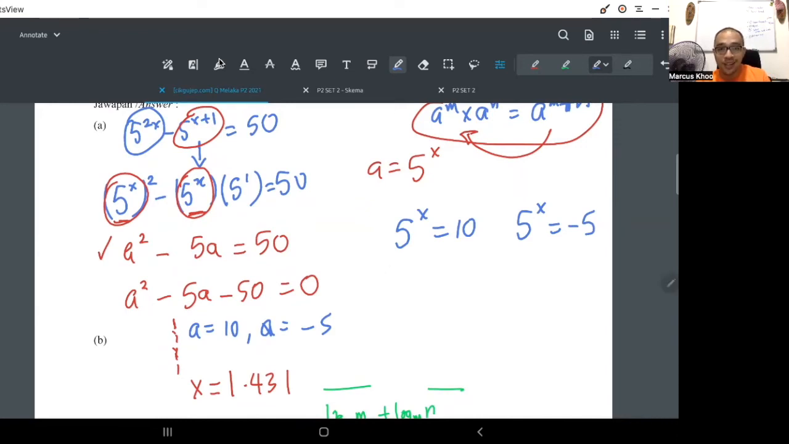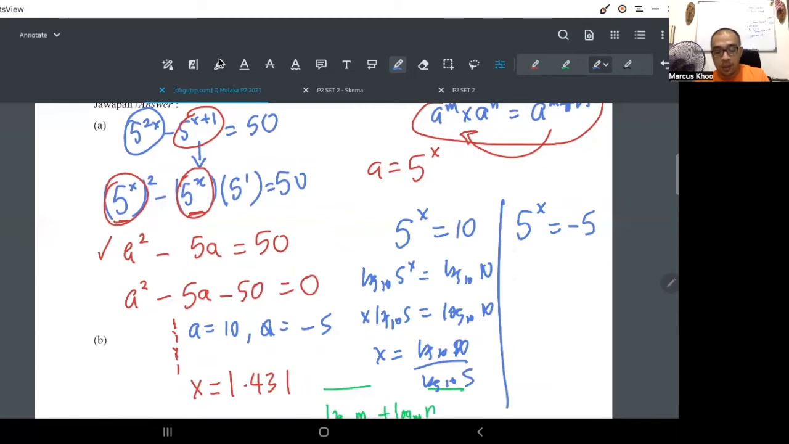So if we log 10 both sides, log 10 of 5 to the power x equals log 10 of 10. x log 10 5 equals log 10 10. So x equals log 10 10 over log 10 5. The other one is the same thing, but it's log 10 of -5, and there's no such thing as log 10 of -5. You will get a rejected answer for this. So log 10 10 over log 10 5, log 10 divided by log 5, you get 1.431.